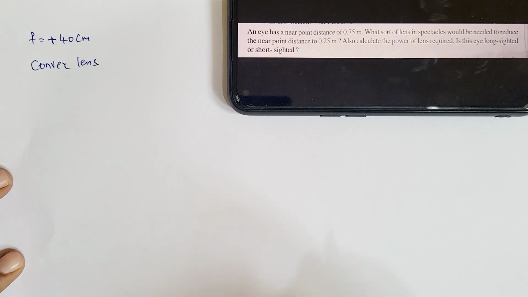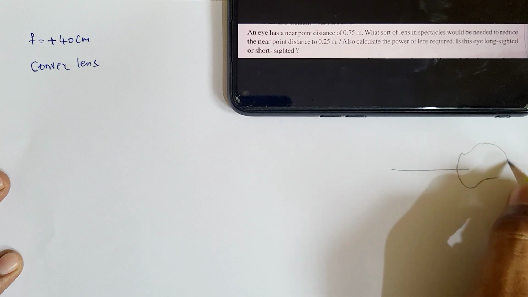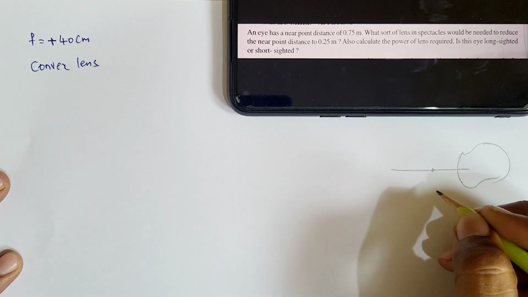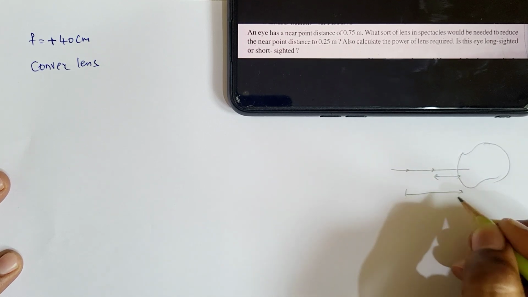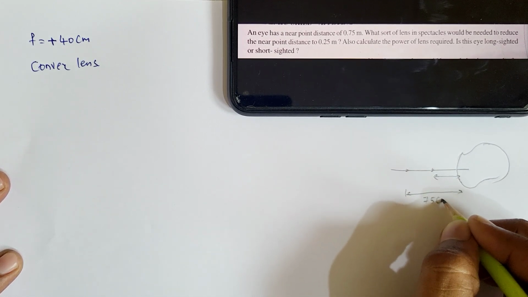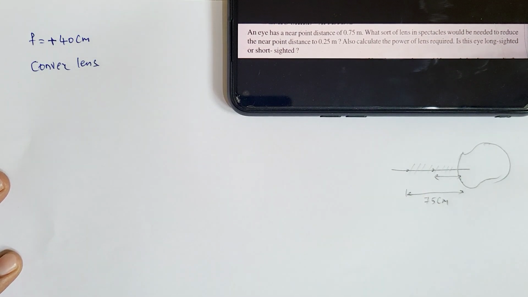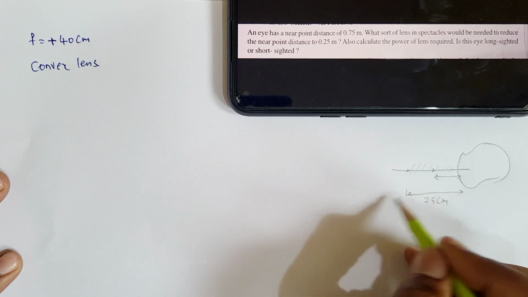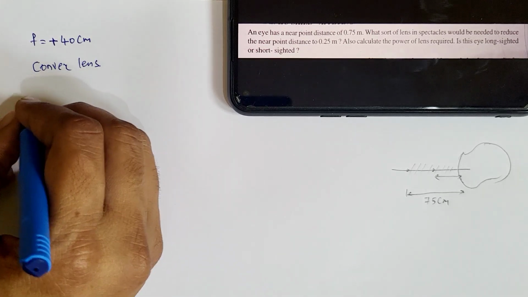Actually, this one will be the eye, correct? Eye will be here. Until here near point should be 25 centimeters, correct? This near point went until here, 75 centimeters, means he is unable to see in this area. Nearby he is unable to see, far away he is able to see. Able to see far away means far-sightedness. Far-sighted means what? Hypermetropia. So this defect is going to be hypermetropia.